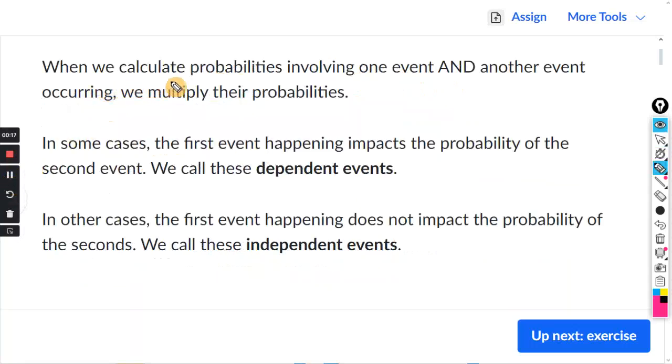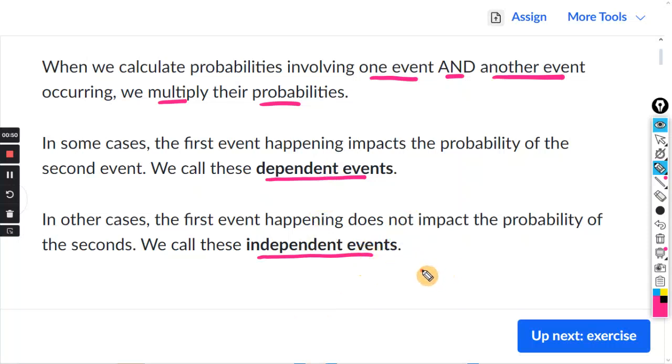All right, so when we calculate probabilities involving one event and another event, we multiply their probabilities. In some cases, the first event happening impacts the probability of the second. We call those dependent events. In other cases, the first event happening does not impact the probability. We call these independent events. In either case, we're going to multiply, and typically it's going to be a fraction.